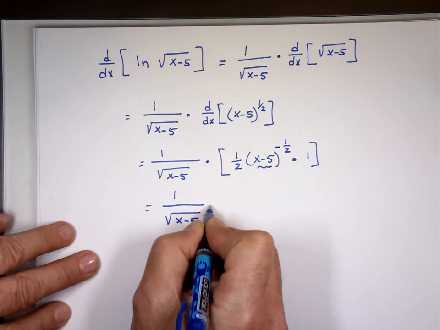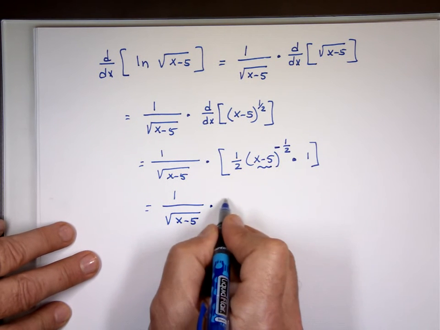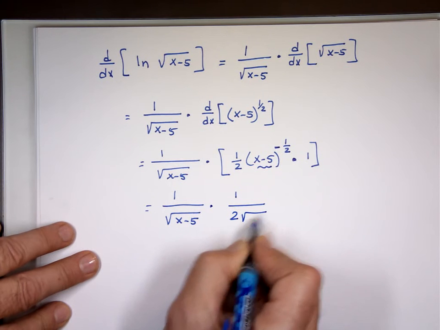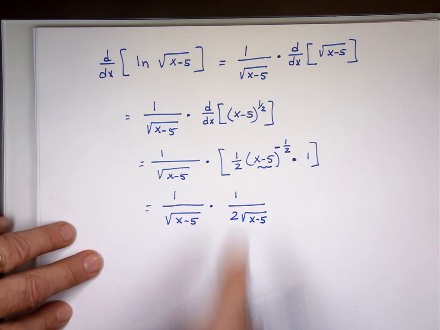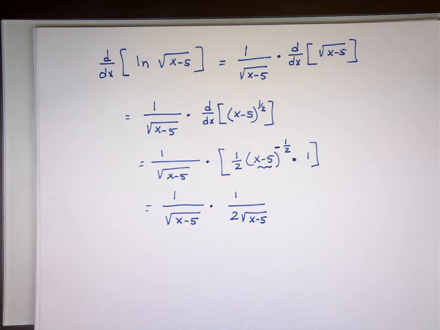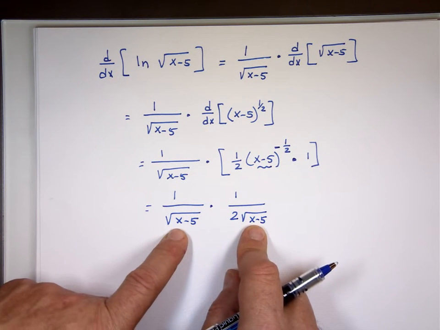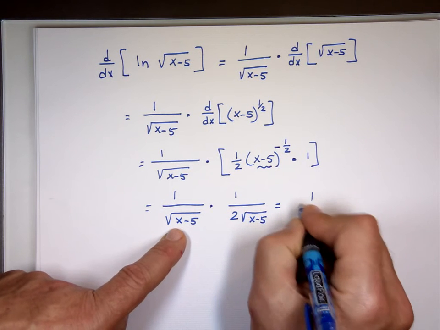When I clean this up, isn't that 1 over 2 times the square root of x minus 5? Because that's a negative 1/2. And what is the square root of x minus 5 times the square root of x minus 5? x minus 5.